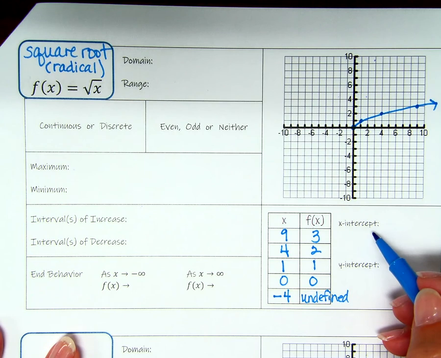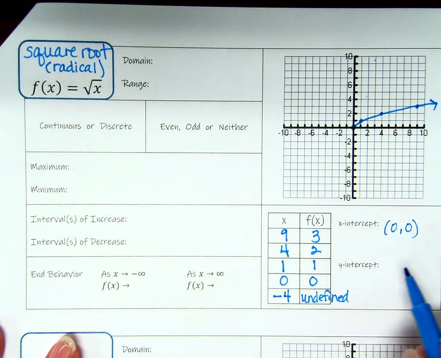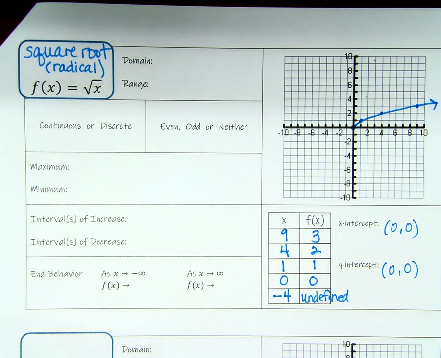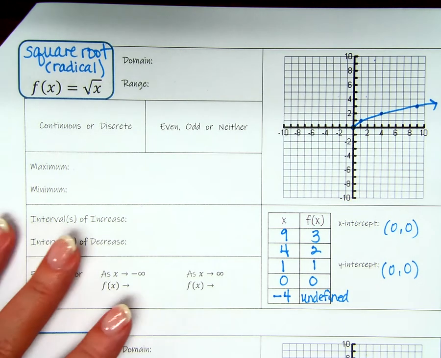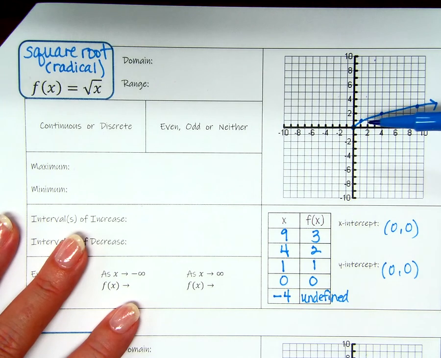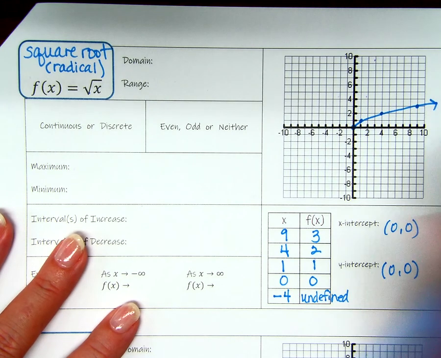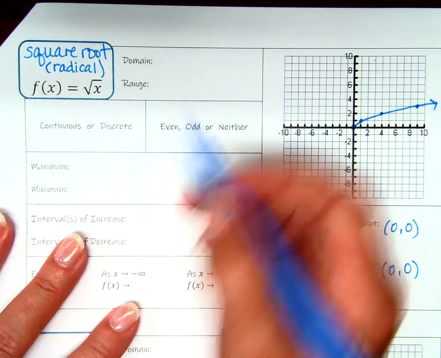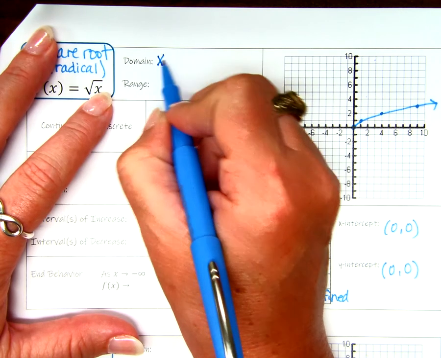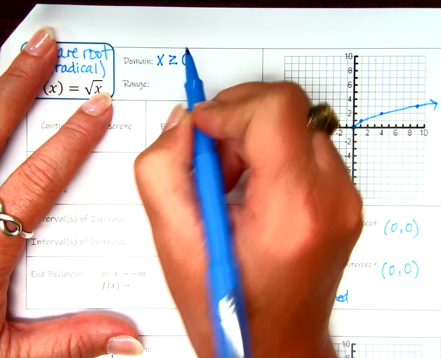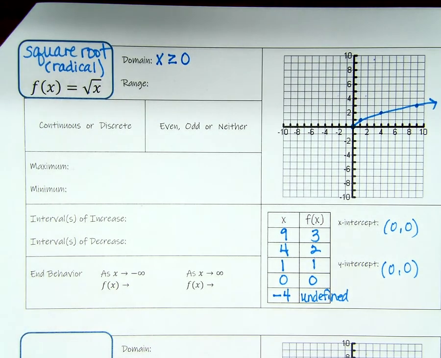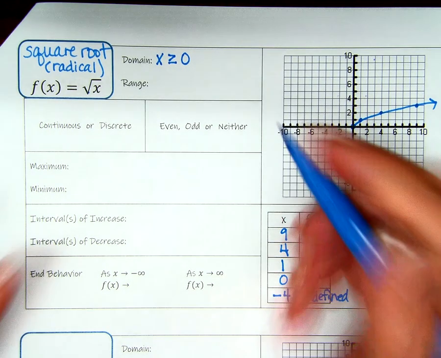X-intercept. 0, 0, very good. Y-intercept? Awesome. Domain. Remember when we're talking about domain, we're talking about our x values. So we say how far to the left and how far to the right. So how far to the left does this go? Oh, to 0. How far to the right does it go? All the way, right? So we're going to have to say everything greater than or equal to 0. It's not all real numbers this time, is it?